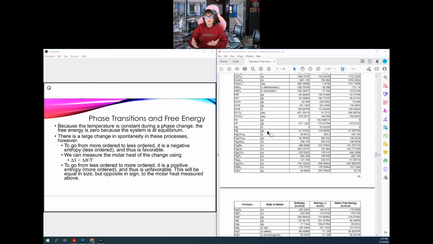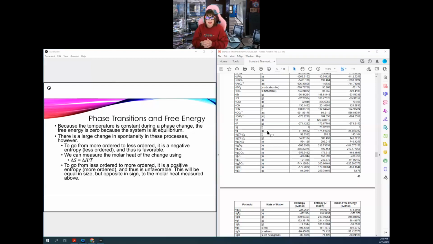Let us continue to talk a little bit, and let's talk about phase transitions and free energy. So because the temperature is constant during a phase change, the free energy is 0 because the system is at equilibrium. Okay, so we're trying to get everything over this hump while we're doing that. There's a large change in spontaneity in these processes, however. So you go from more ordered to less ordered. It's a negative entropy. It's less ordered, and thus is favorable. Okay, so when we go from solid to liquid, that's a good thing. My entropy goes up, so my disorder goes up.